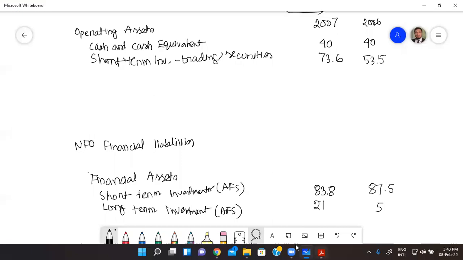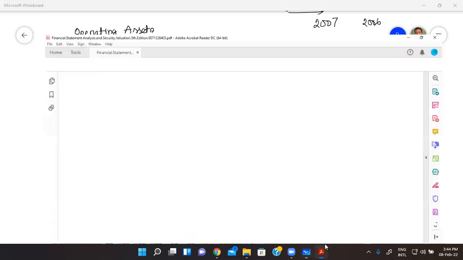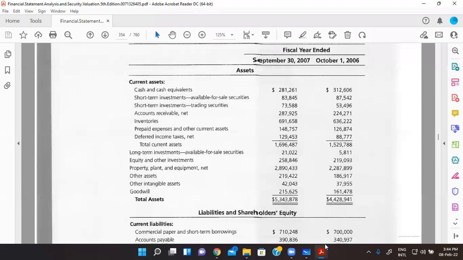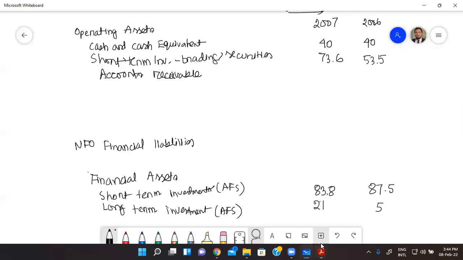Accounts receivable. I believe there should be no ambiguity, but if it is notes receivable, you need to check it. There are some issues we discussed, or you can check it from the points we identified in the previous class. Accounts receivable: how much is it? 287.9 in 2007 and 24.3 in 2006. Next one.